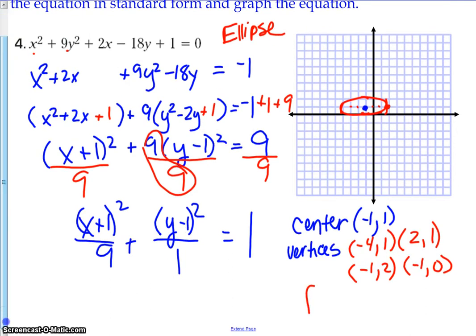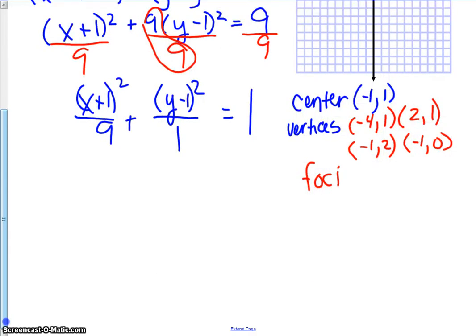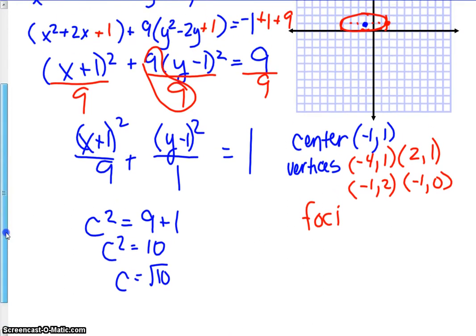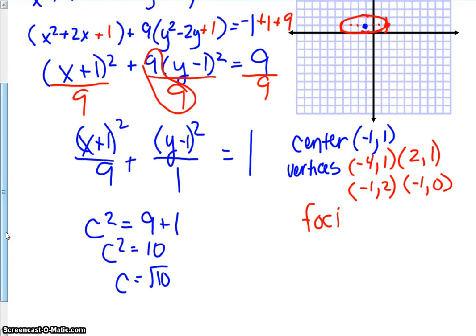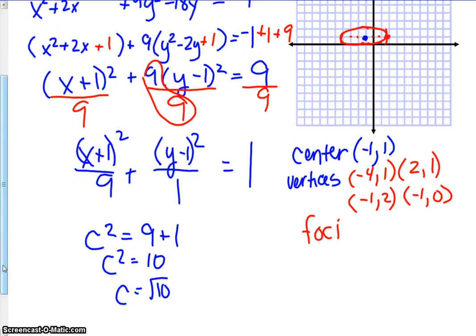Other things I would need to write for this one is my foci. Now for my foci, you should calculate what is your c. And if you remember, your c squared equals your a squared plus your b squared. So c squared here is 10, therefore my c is square root of 10. And the c is the direction you're going to take for your foci. So if I showed my foci here, square root of 10 is a little bit more than 3, so 1, 2, 3. I'm going to be about here and about here for my foci. It's hard to see and it's hard to do on that graph. I think let's show it here.